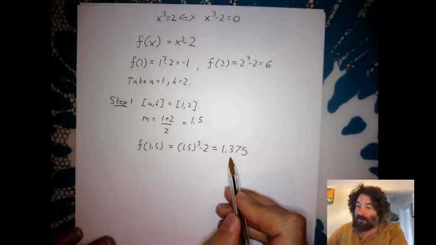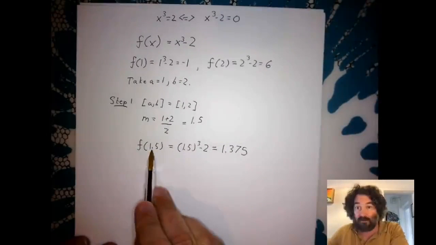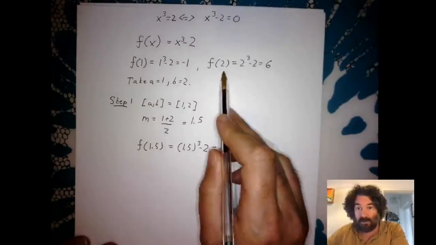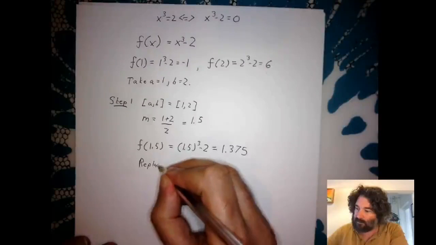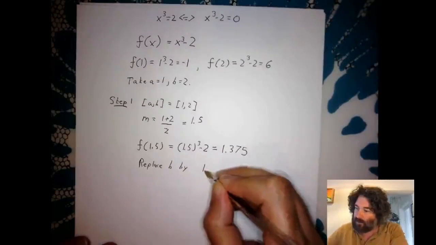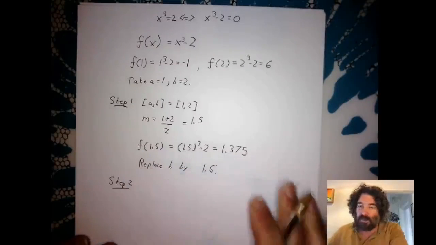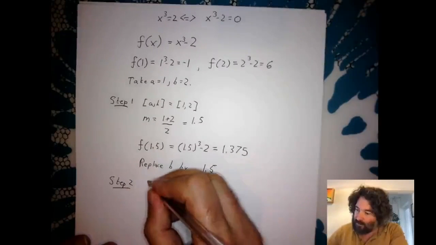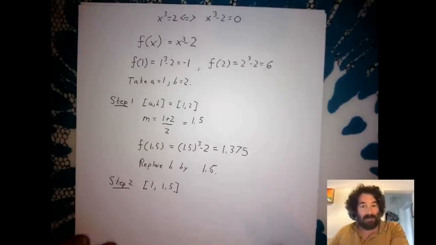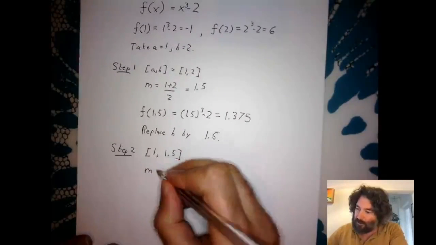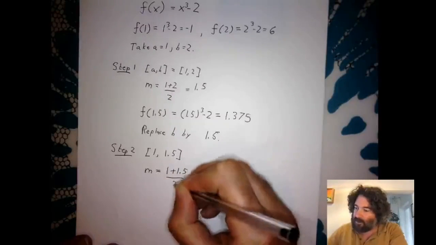And so 1.375 is positive, and so it's going to replace the positive endpoint. That is the endpoint 1.5. The midpoint m is going to replace b, which is where the function was positive. And so we replace b by 1.5. And we move on to the next step. So in step 2, we know that the 0 has to be between 1 and 1.5. Here the interval is between 1 and 1.5. And we just repeat the same steps. So you first find the midpoint m. M is 1 plus 1.5 divided by 2. That's 1.25.